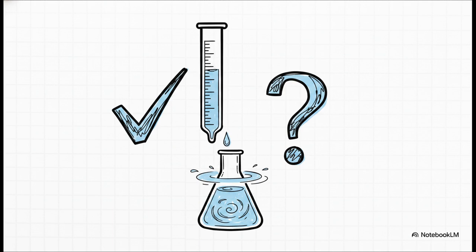But what if someone hands you a solution and you have no idea what its concentration is? Well, that's where you'd use volumetric analysis. Specifically, a really cool technique called titration. By carefully reacting a solution whose concentration you actually do know, called the titrant, with your mystery solution, you can use the reaction ratio to calculate the exact molar concentration of the unknown.